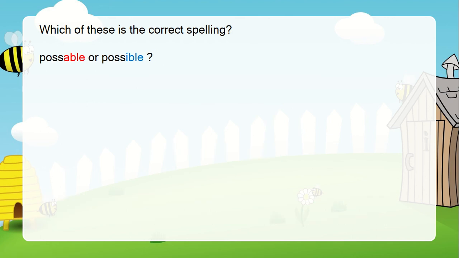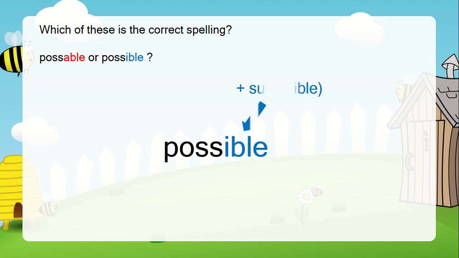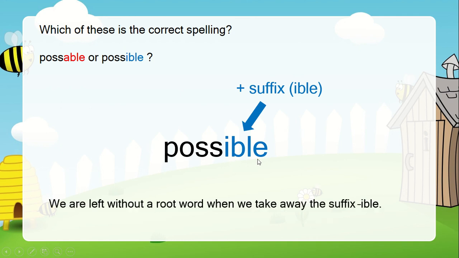Which of these is the correct spelling for the word possible? Once again, pause your video to have a think and click play when you're ready. This time, it is our suffix ible that is at the end of our word. If we were to take away this suffix, we would not be left with a root word. This is how we are able to identify that it is our suffix ible that needs to be at the end of this word and not able, as there is no root word.